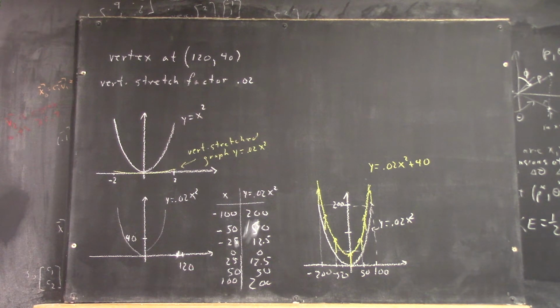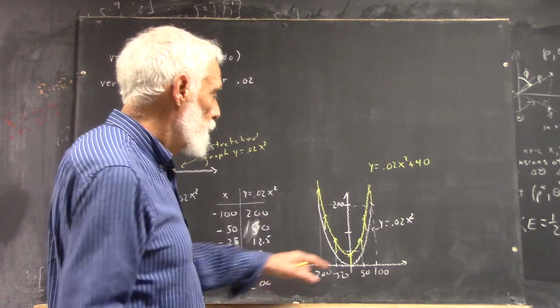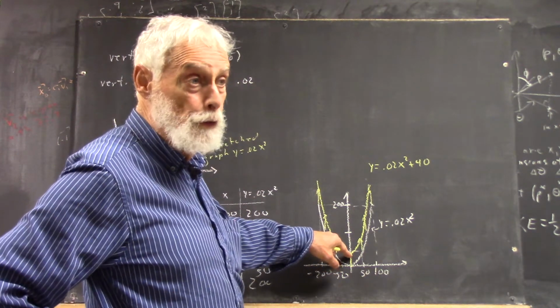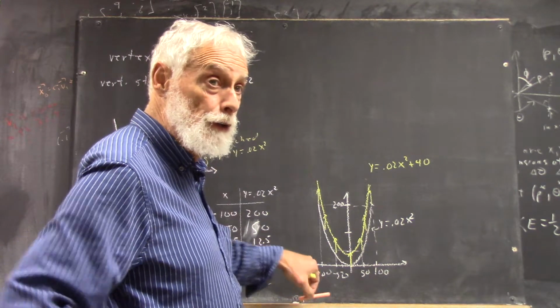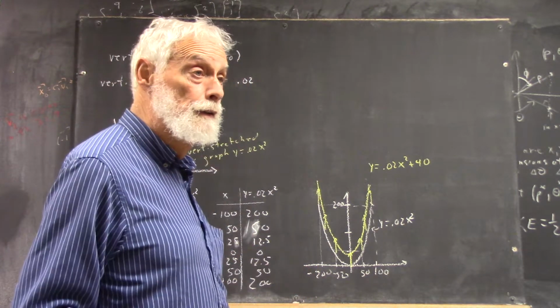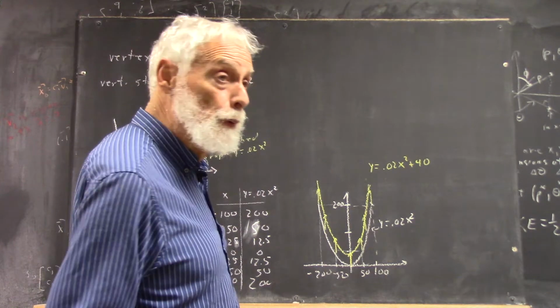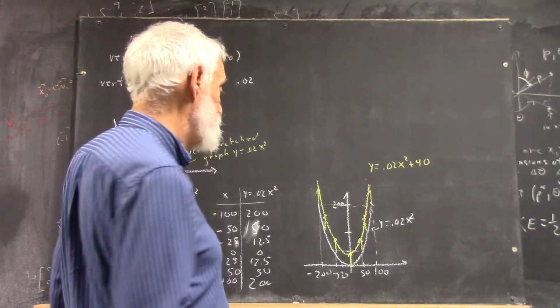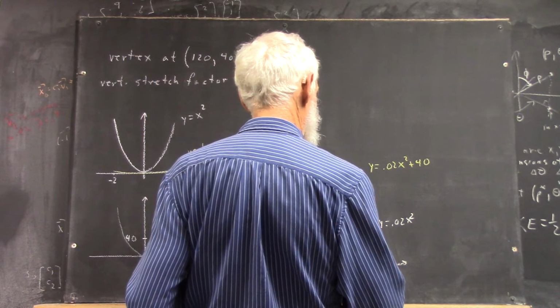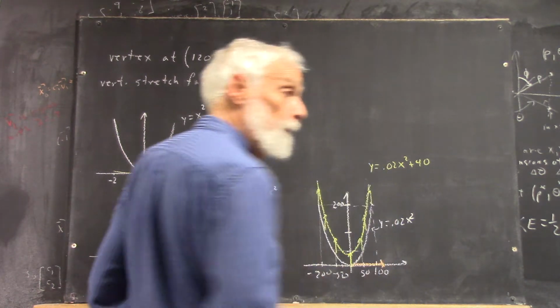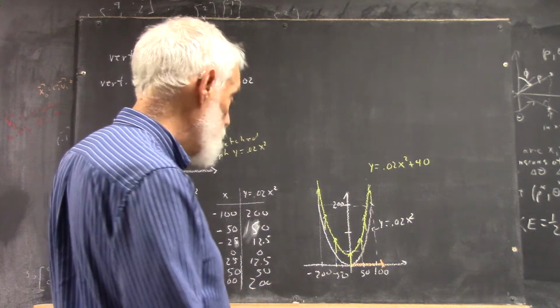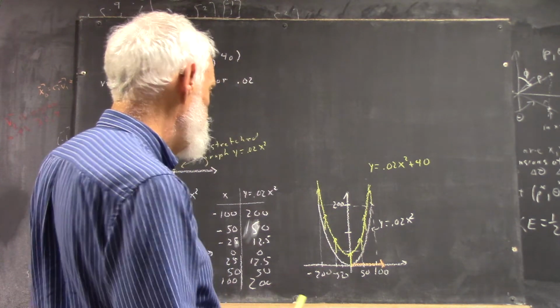Okay, then what do we have to do? We have to do the horizontal shift. Yeah, well, the vertex is now at 0, 40, right? So we got to do a horizontal shift to get it over to 120, right? Well, how big is 120? It would go from 0 out to about here, right? Okay?